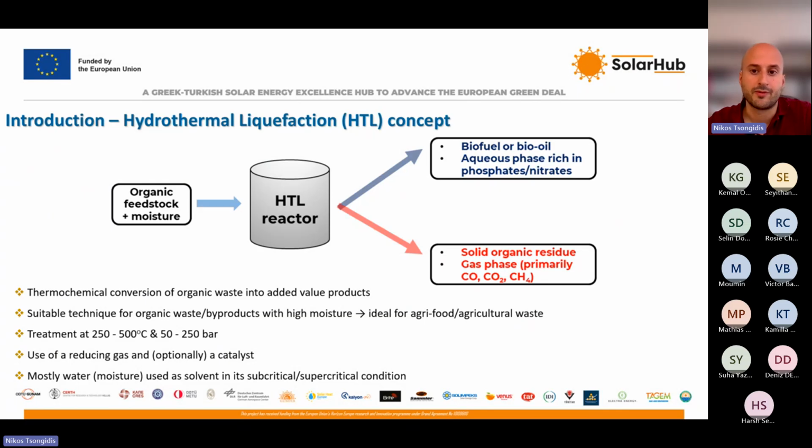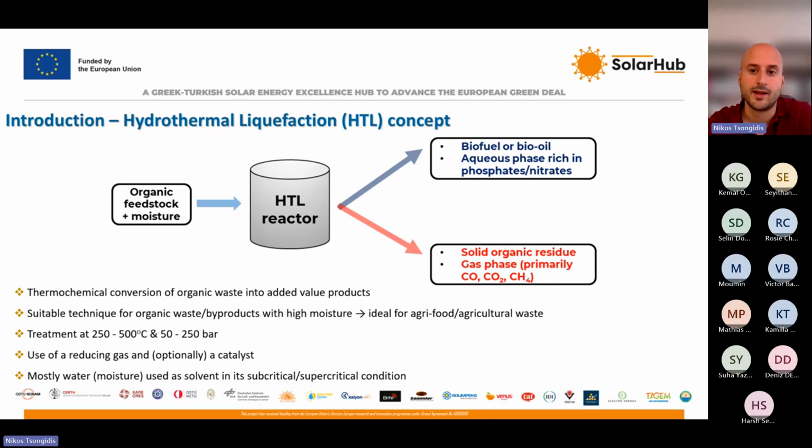In fact, we first have a viscous oil, which is the biofuel or the main product. It is essentially a bio-oil that we receive. This is an intermediate product that usually needs further treatment in order to be hydrogenated and to obtain the end product, which is the biofuel that can be used either for sustainable aviation fuel purposes or also for maritime fuels.